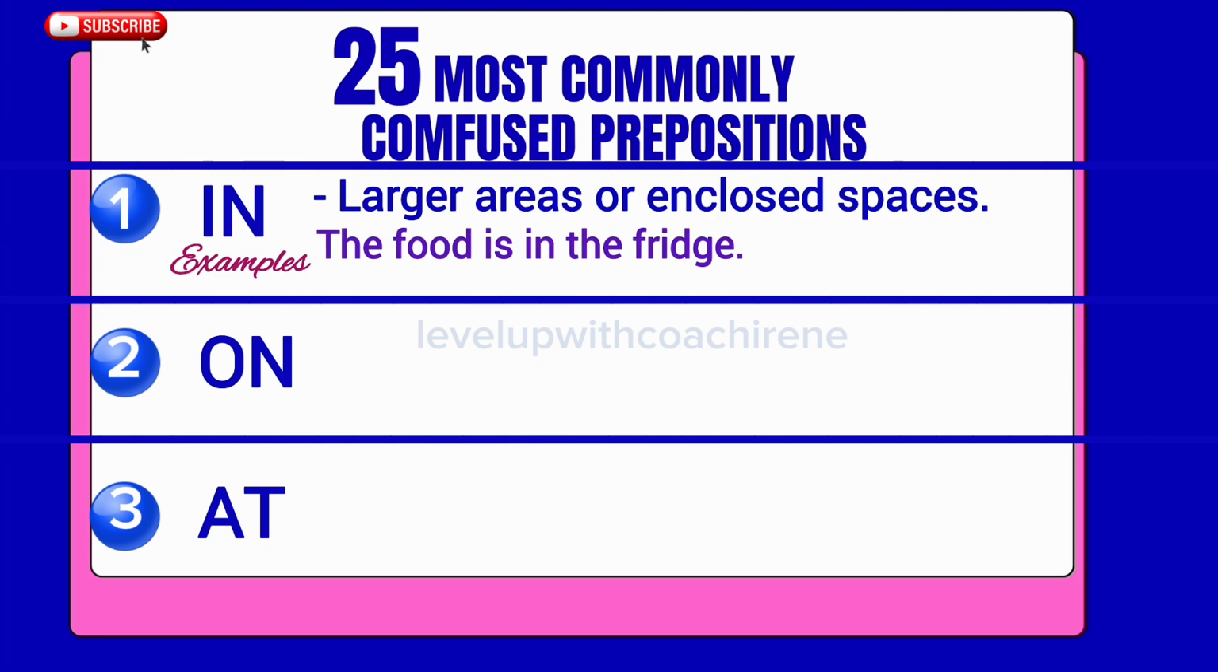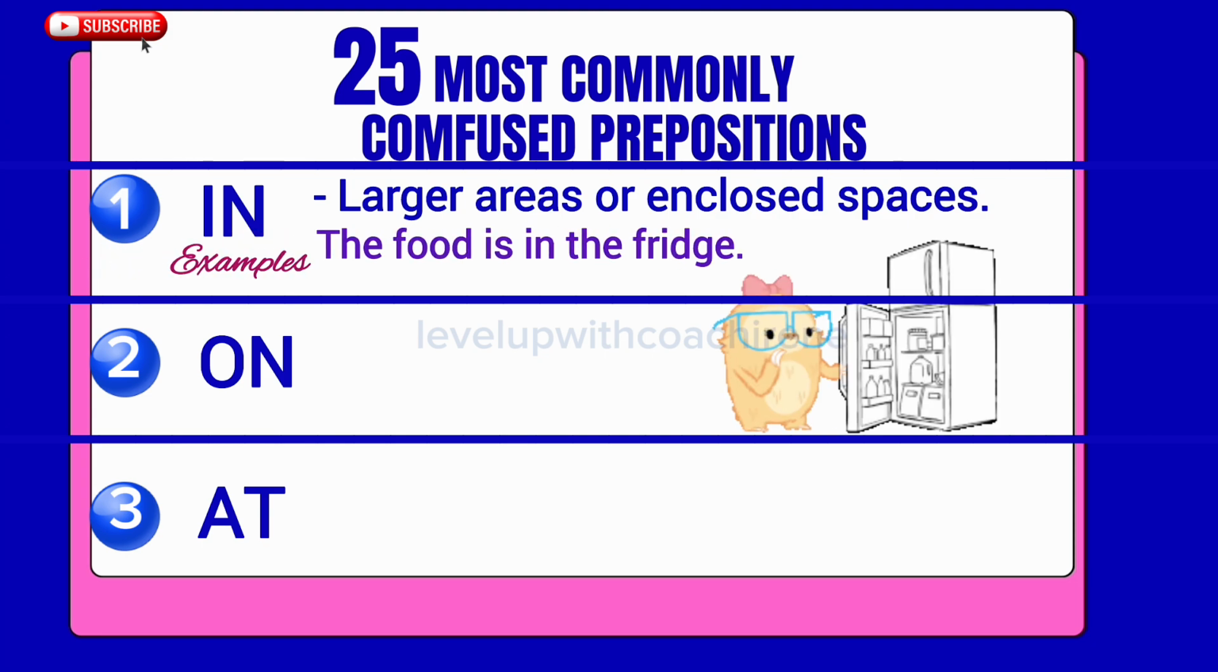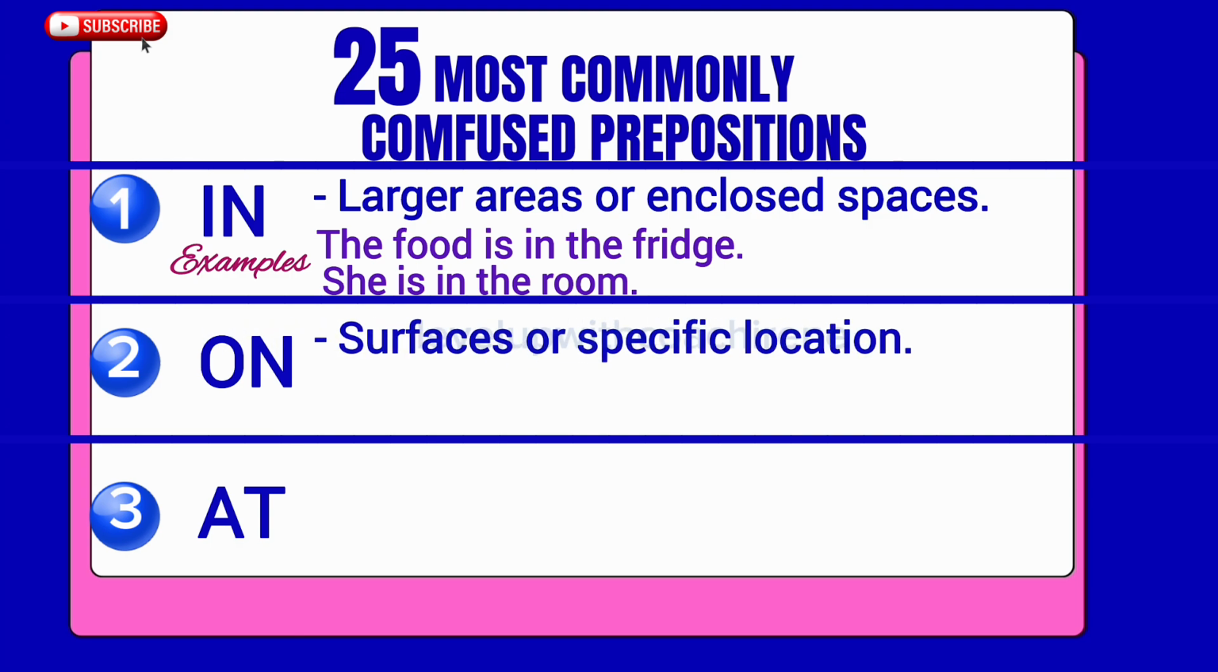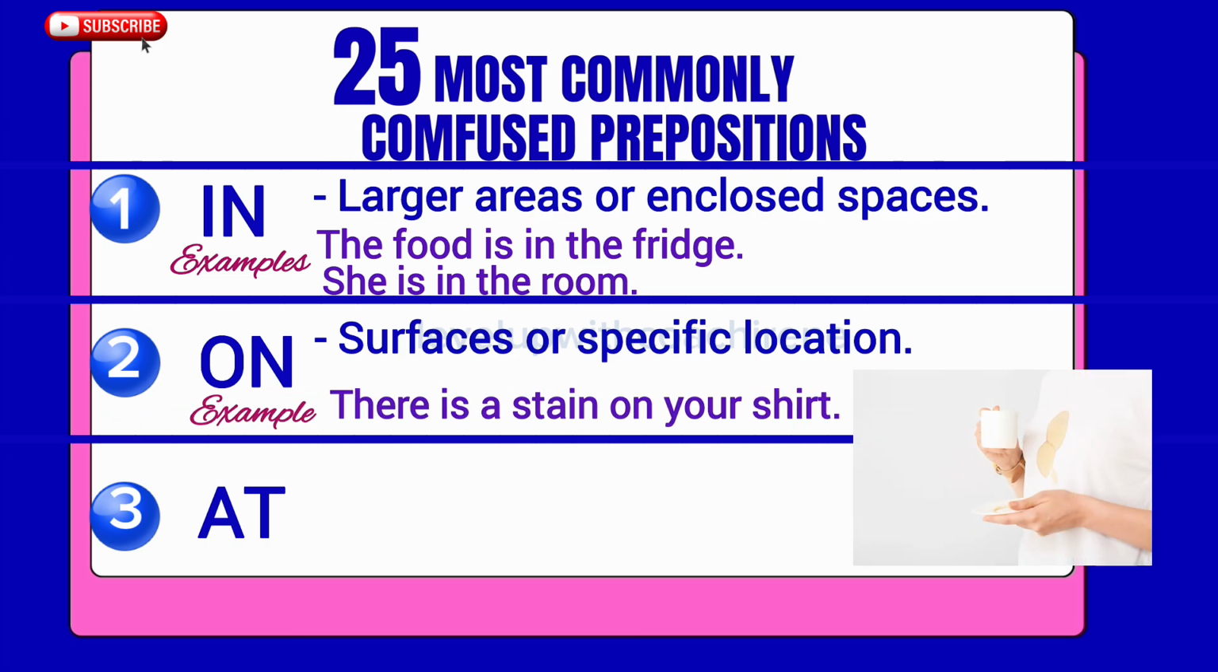For example, the food is in the fridge. She is in the room. On is used when referring to surfaces or specific locations in terms of being on top of or touching a surface. We use on when something is located on a surface or attached to something. For example, there is a stain on your shirt.